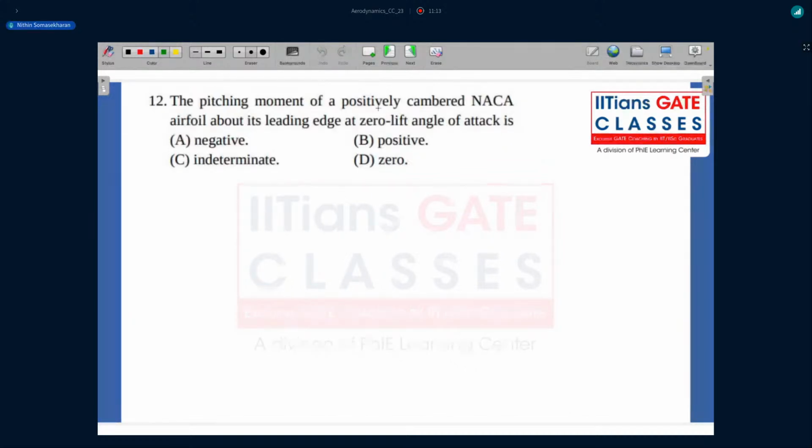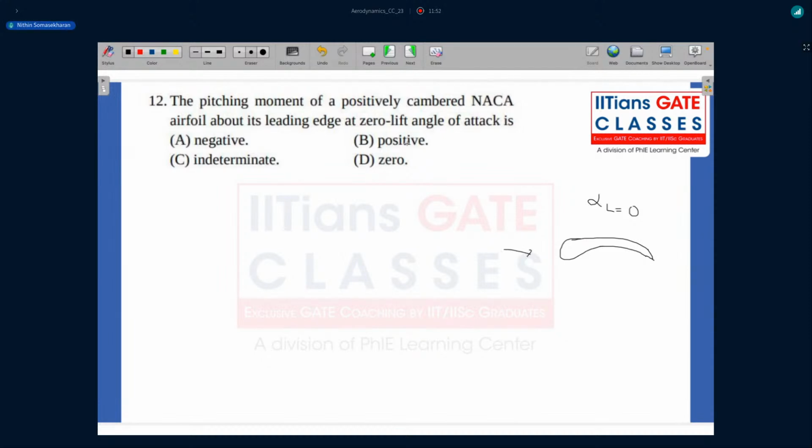The pitching moment of a positively cambered NACA airfoil about its leading edge at zero lift angle of attack. So what they're telling you is you have a NACA airfoil which is positively cambered. Imagine. All right. And it is at zero lift angle of attack. So it is actually operating at alpha L equals zero. Basically, it's not producing any kind of lift. So that is the scenario in which it is operating.